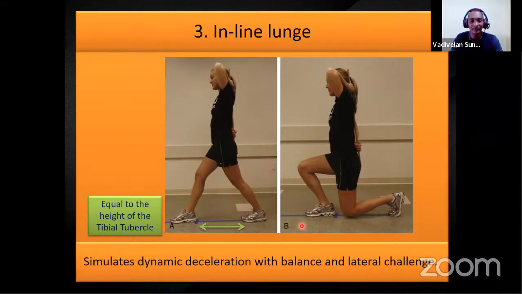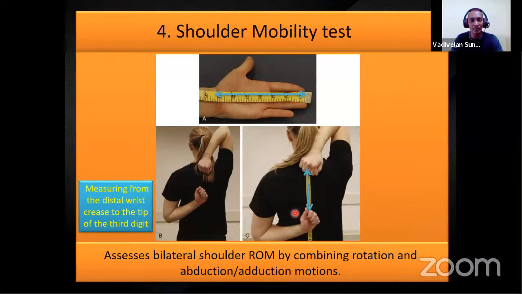Okay, as for the shoulder mobility test, the measurement is taken from the distal crease of your wrist to your third digital finger. The athlete has to place one hand in external rotation and adduction, and the other hand in internal rotation. We can measure this length and compare it with the other side, whether it has the same value or the athlete is not able to achieve it. So this will assess the shoulder mobility. Okay.